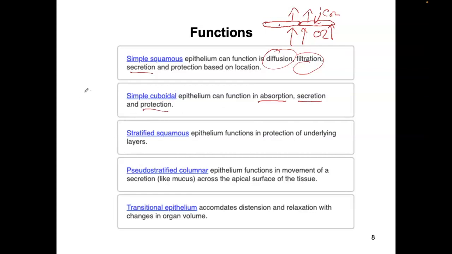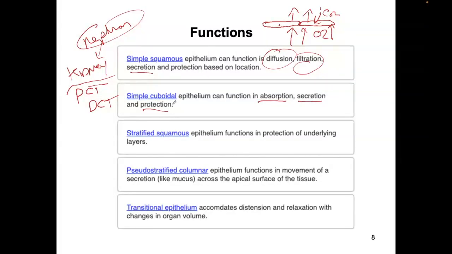Simple cuboidal epithelium is typically found in the proximal convoluted tubule and the distal convoluted tubule. And again, the proximal convoluted tubule and distal convoluted tubule, they're part of the kidney, which I know we haven't done yet. And the part of the kidney that will find these structures is called the nephron. The nephron is the functional unit of the kidney. That's where we find simple cuboidal epithelium in that part of the kidney.